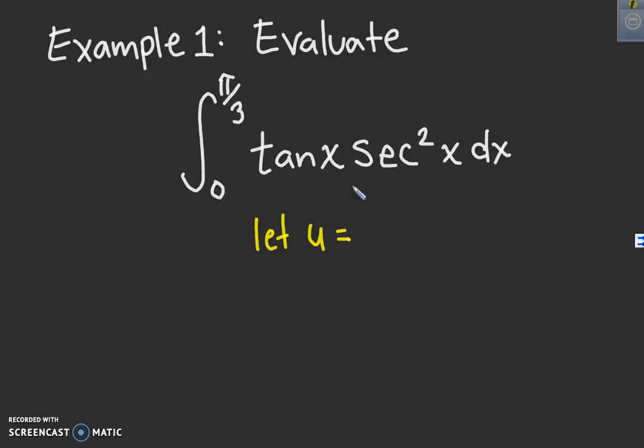And remember that the key is to let u equal a function whose derivative can be found within the integrand also. So in other words, we have tangent x and we have secant squared x. But we know that if we let u equal tangent x, then the derivative of tangent x can also be found, because it's secant squared x. Oops, I'm sorry, that was right. The derivative of u with respect to x.